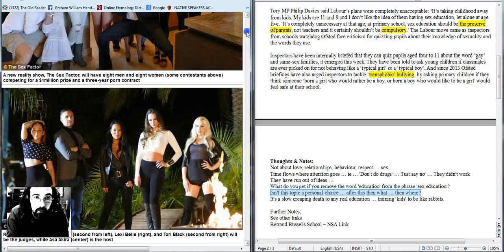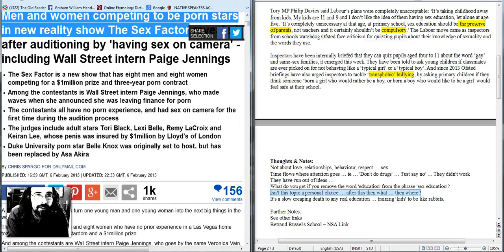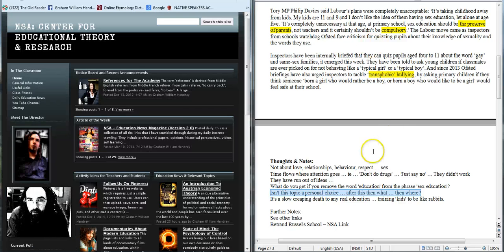Oops, sorry about that. Oh dear. That's where it's going. Straight down the rabbit hole. And you know where that comes from, right? You know who wrote Alice in Wonderland, and you know what he was. Maybe you should check it out. It's a slow creeping death to any real education, training kids to be like rabbits.